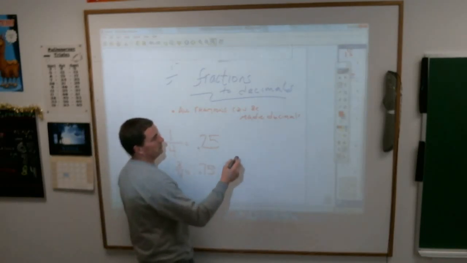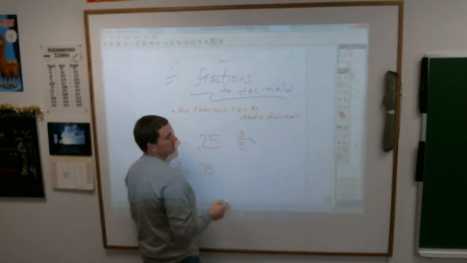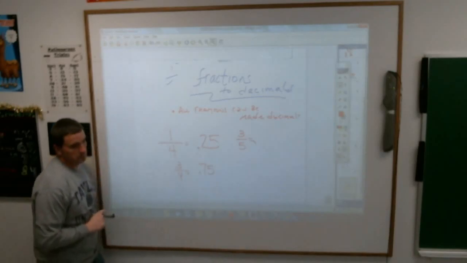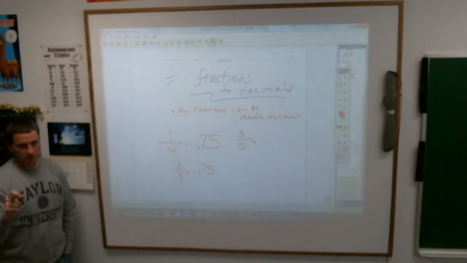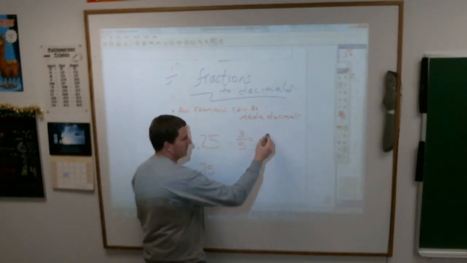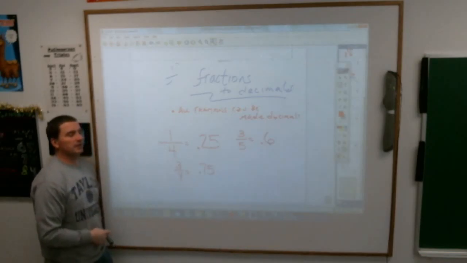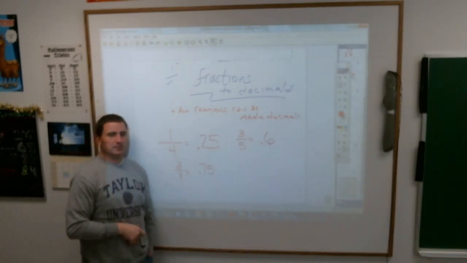Ones you probably don't know so well would be 3/5. No, we're not doing percents, we're doing decimals. It's 0.6. Now, with this one, it's not so bad. There are two different ways that you can get the decimal 0.6 from 3/5. Anybody care to share?